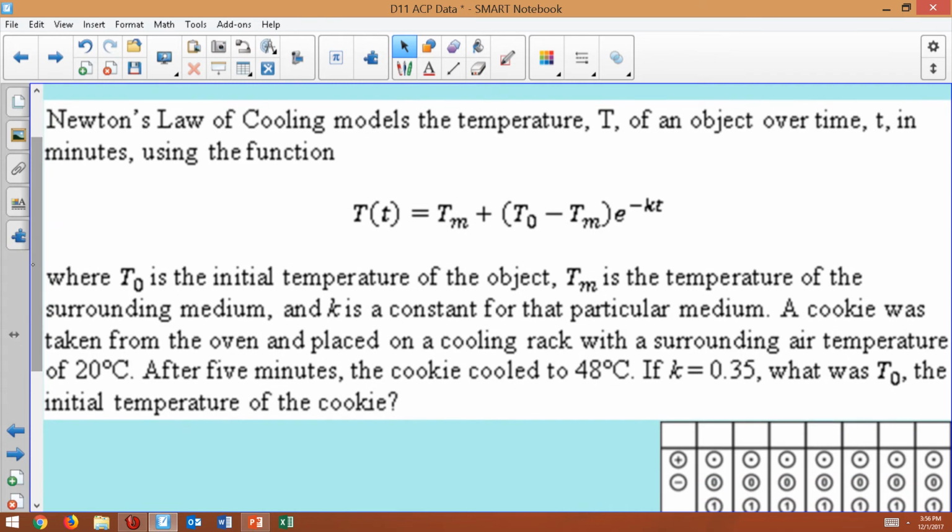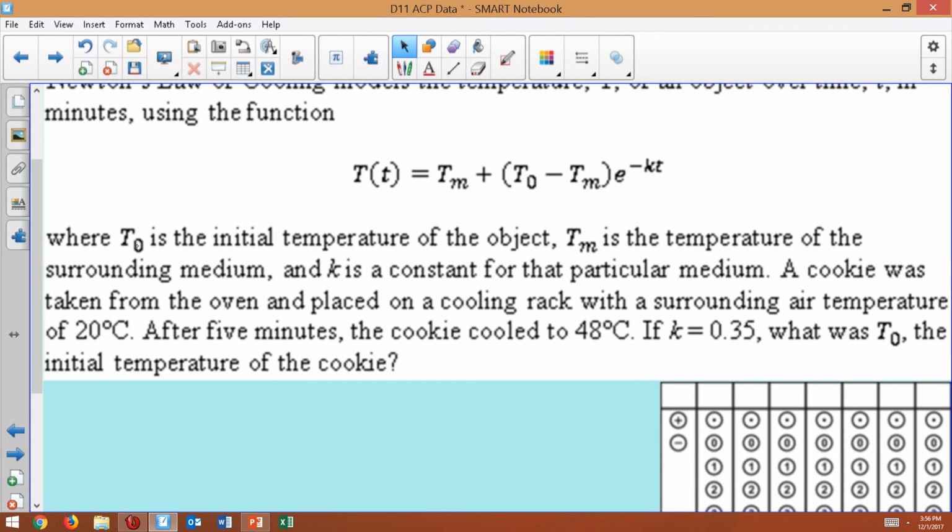It says this: Newton's law of cooling models the temperature, T, of an object over time in minutes using this function. Where T naught, or T0, is the initial temperature, and Tm is the temperature of the medium. K is the constant for the medium.